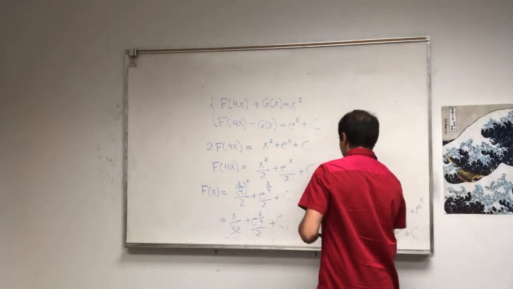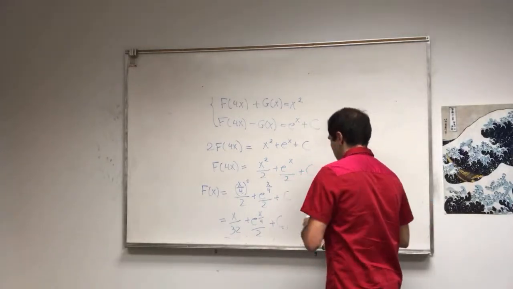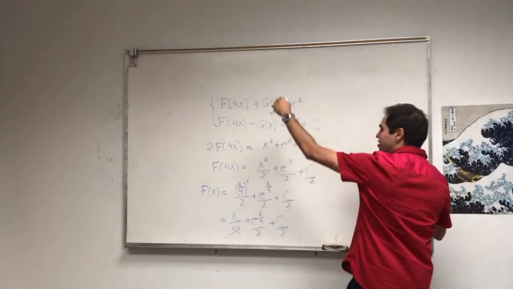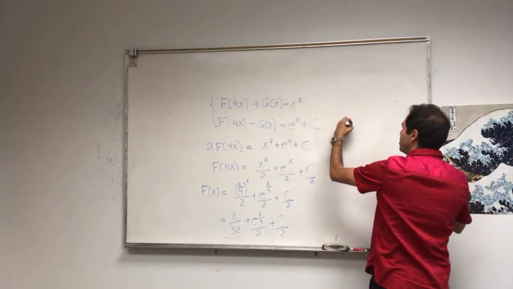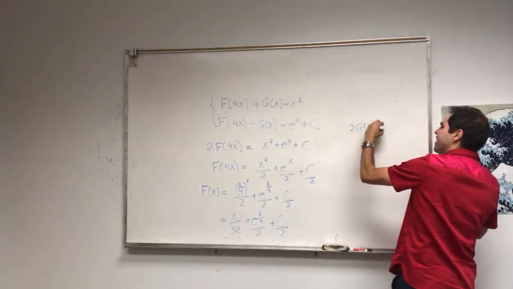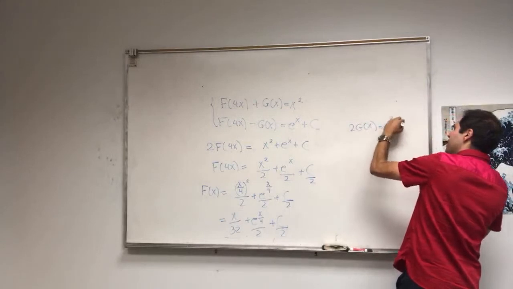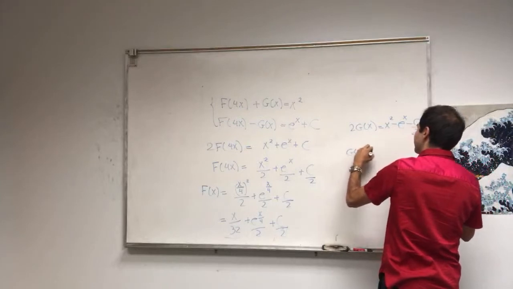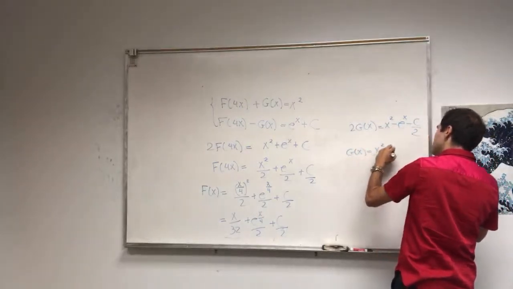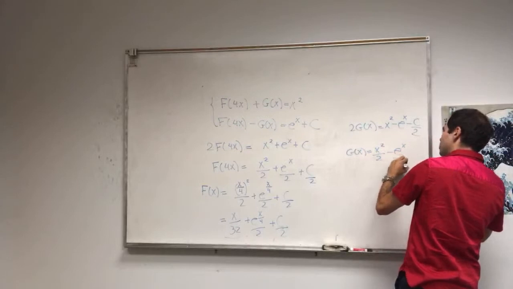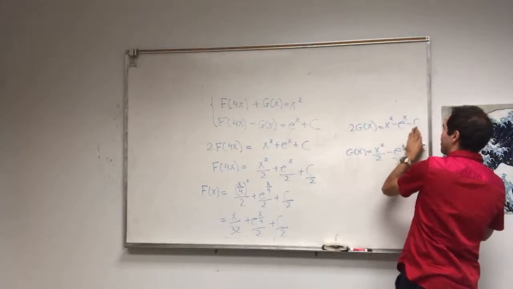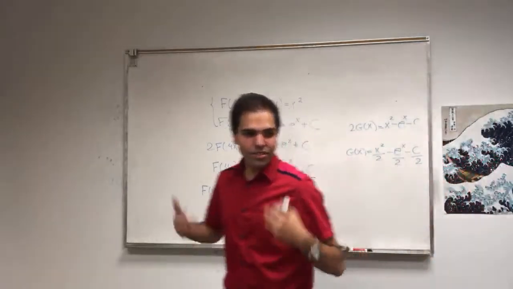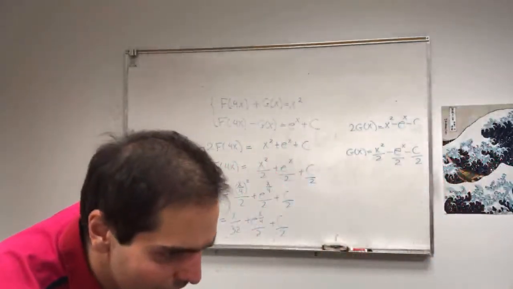Oh, I forgot, I think it's the constant over 2. My bad. And then to get g, you just subtract the two. So basically to get 2g of x equals x squared minus e to the x minus c over 2. So g of x equals x squared over 2 minus e to the x over 2 minus c over 2.